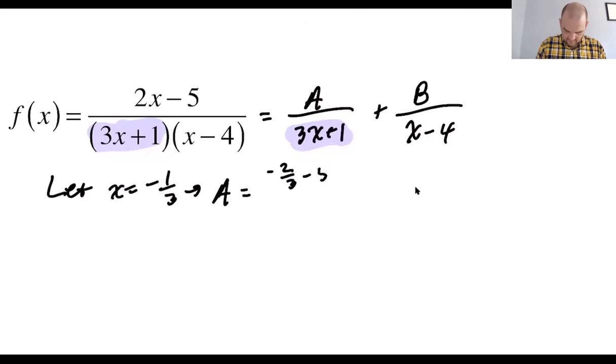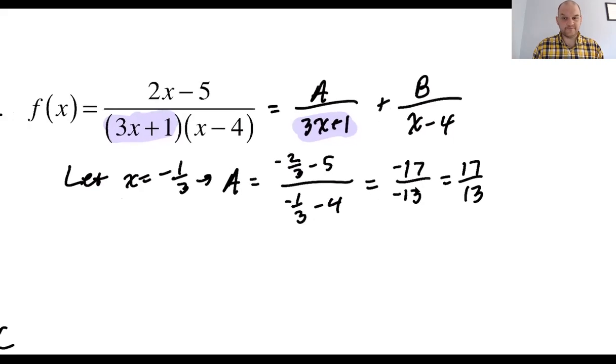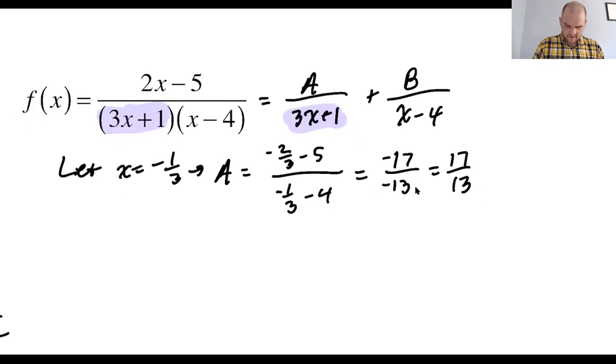-2/3 minus 5 over -1/3 minus 4. All right, so -2 minus 15 is -17 over 3, over -12, -13 over 3. So 17/13. Yay. I don't know. That might end up wrong because that's pretty gross.